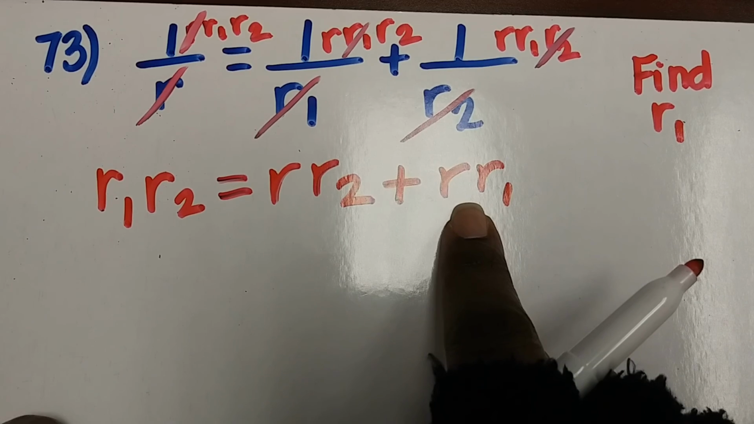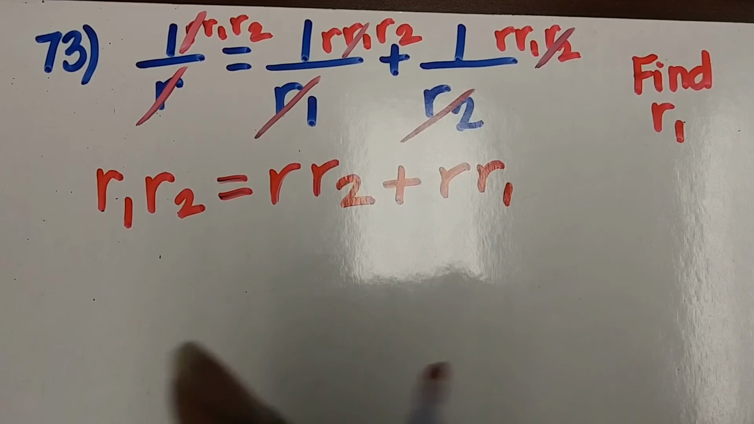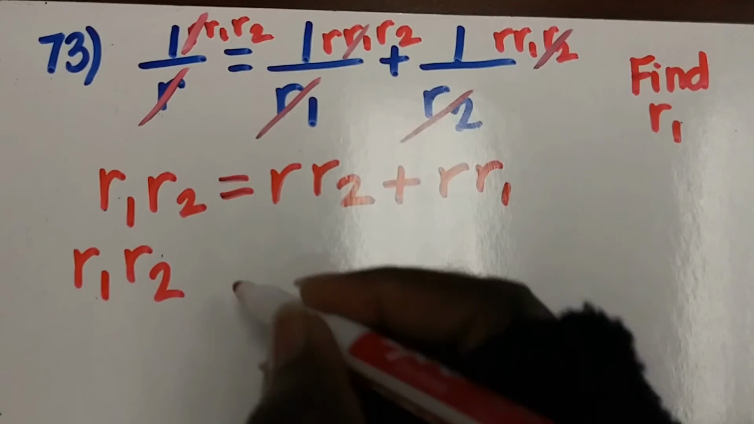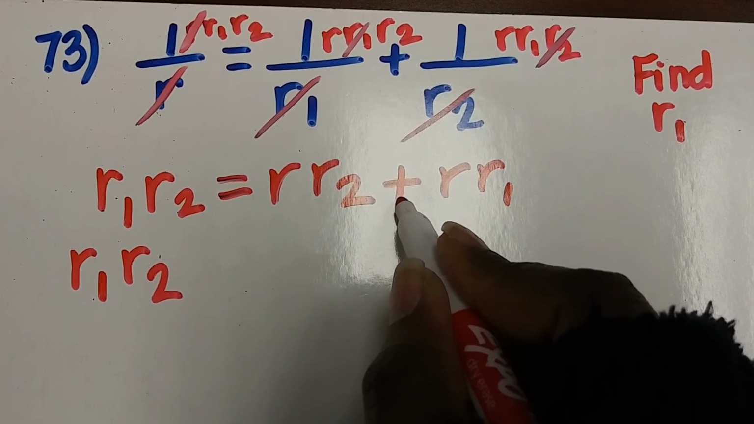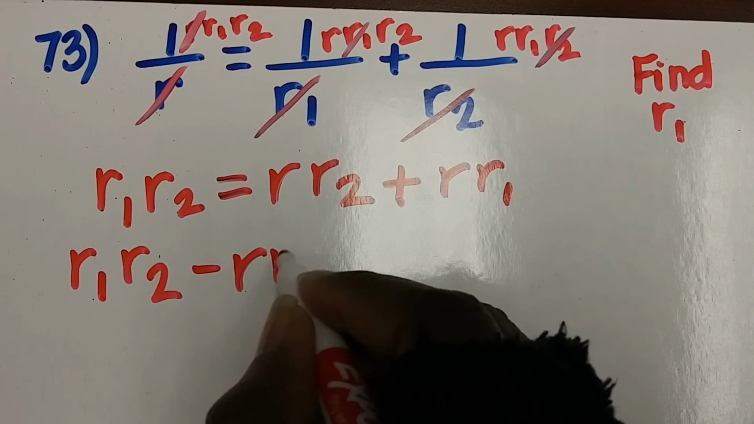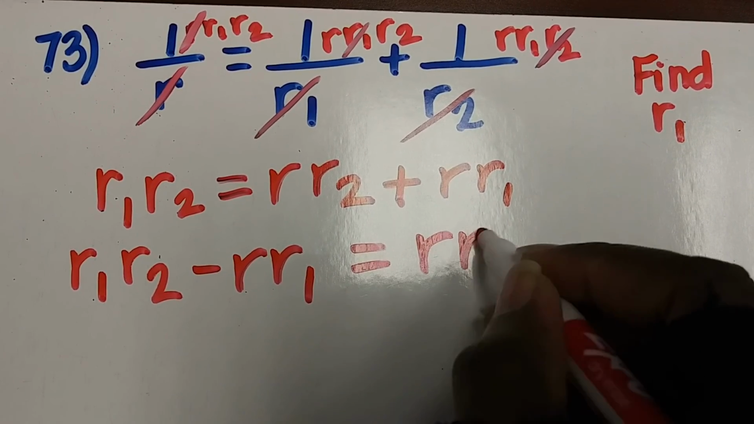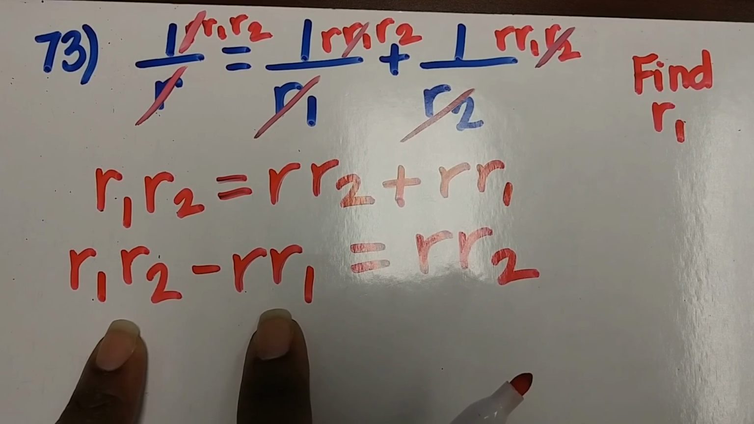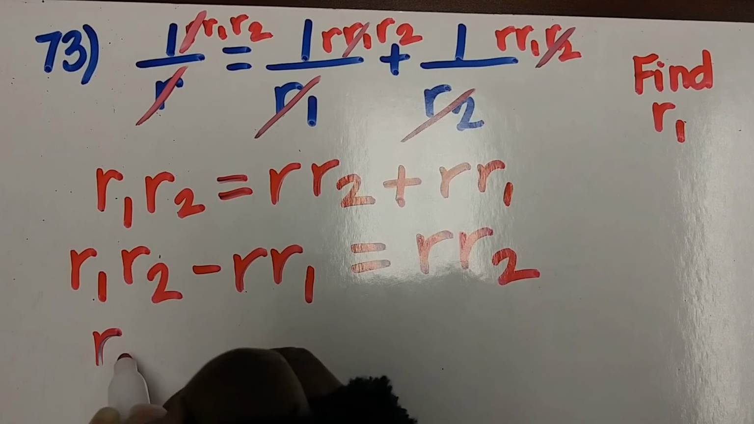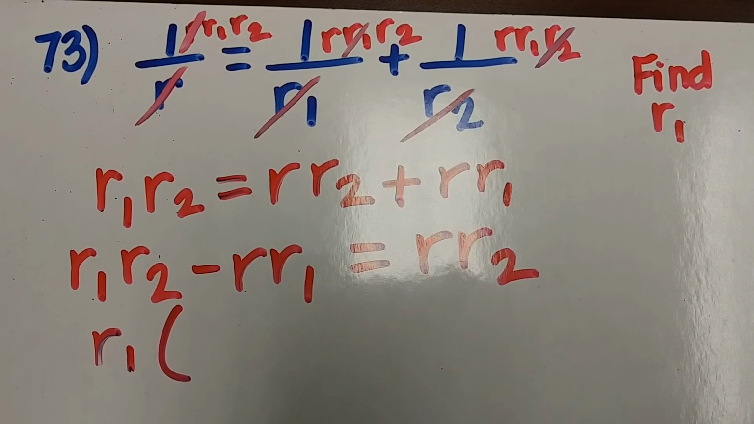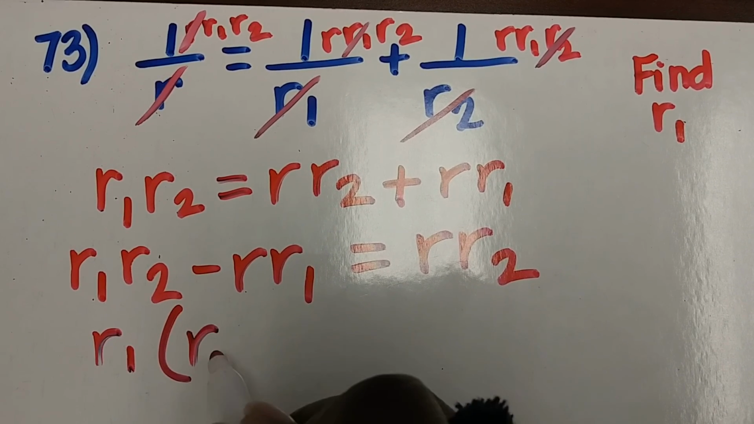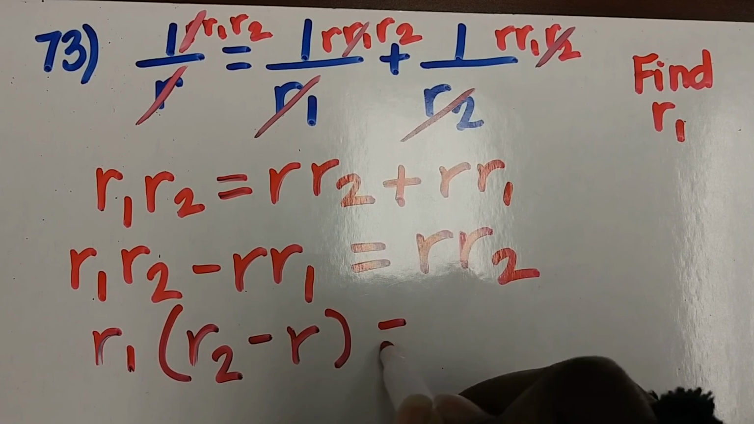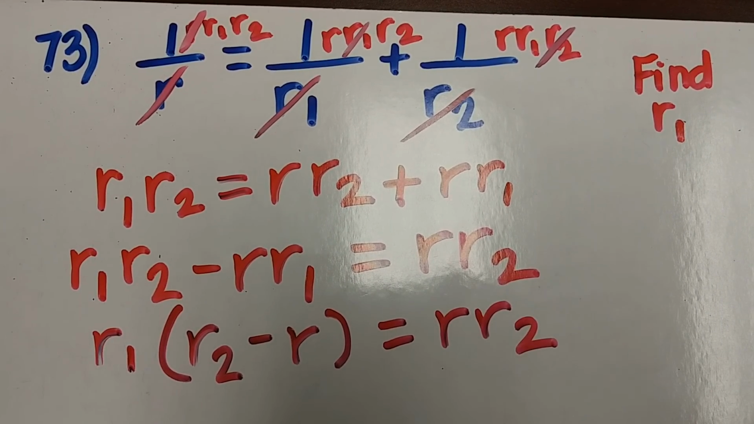I'm going to take this one, or R1, and move it to the left. So I have R1, R2, the additive inverse, minus R, R1, equals R, R2. What's my greatest common factor here? They both have an R1 in common. I pulled out R1, R2 is left over, minus, R is left over, equals R, R2.